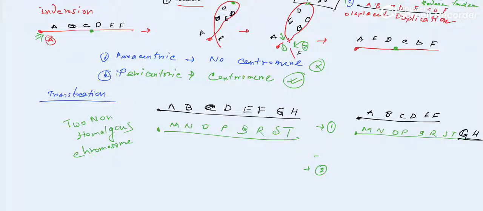The GH part is removed from chromosome number 1. If it is chromosome number 1 and it is chromosome number 2, from chromosome number 1 the GH part is deleted, but in chromosome number 2 the GH part is attached, and these two chromosomes are non-homologous. If the GH part is deleted from chromosome 1 and remains attached to chromosome number 2, such kind of translocation is known as simple translocation.